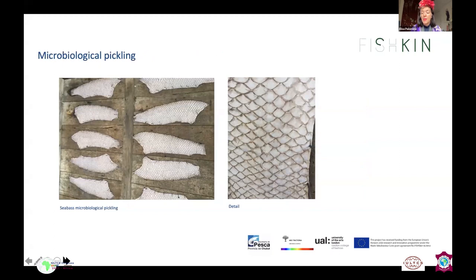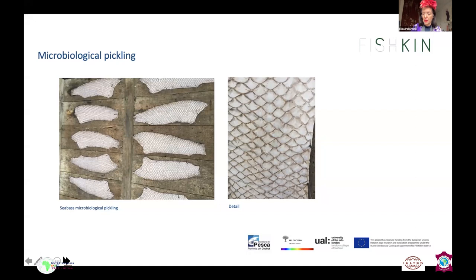The microbiological pickling of these sea bass shown in the picture was done with the use of acidification with bacteria instead of lactic acid. To reach the desired pH, the water is acidified with ferments made with these bacteria. These microorganisms started to develop lactic acid, and a pH of 4 is reached with the activity of such bacteria.